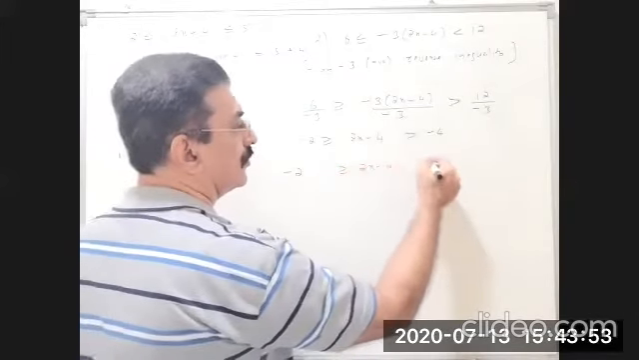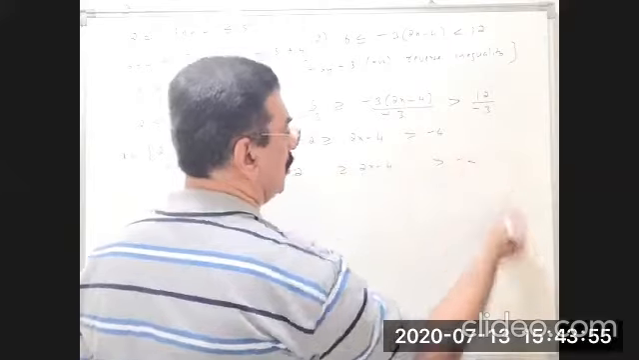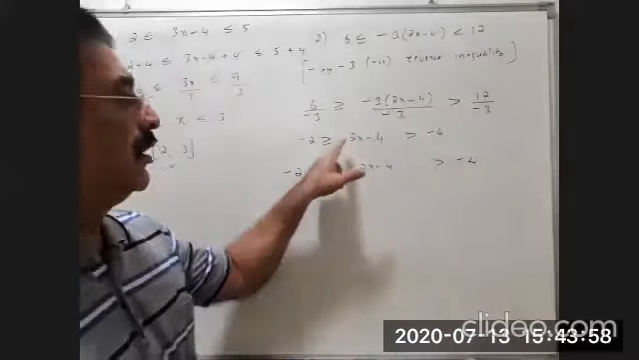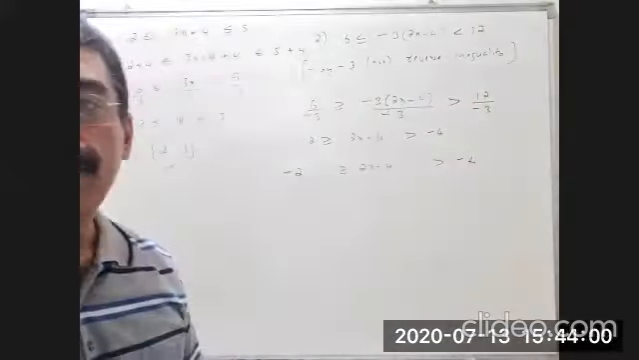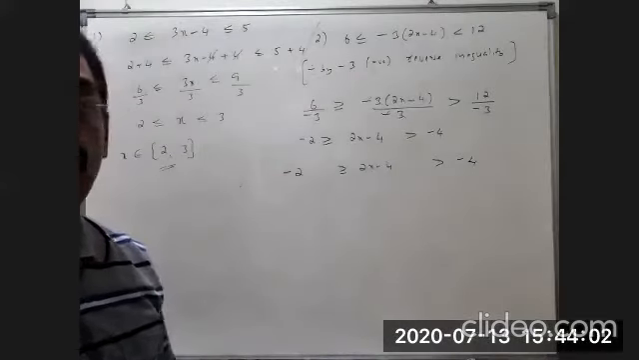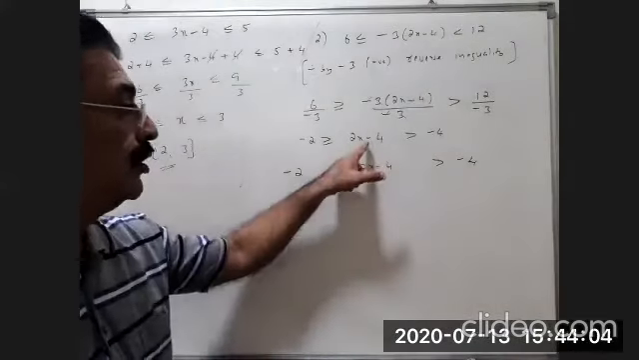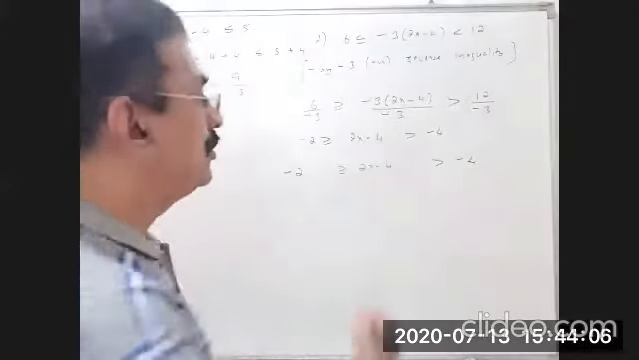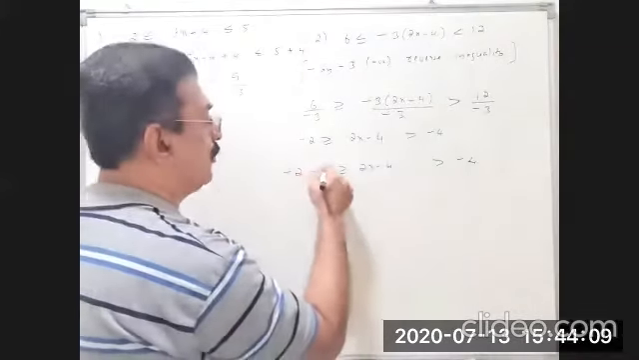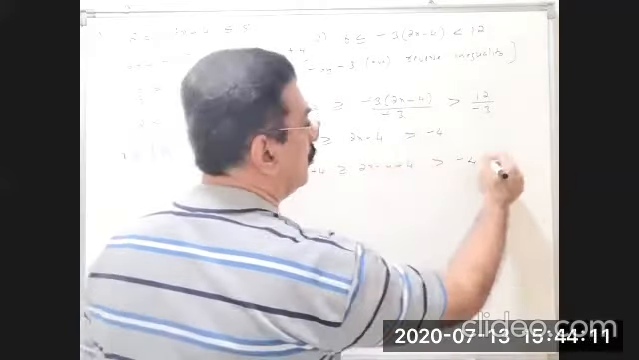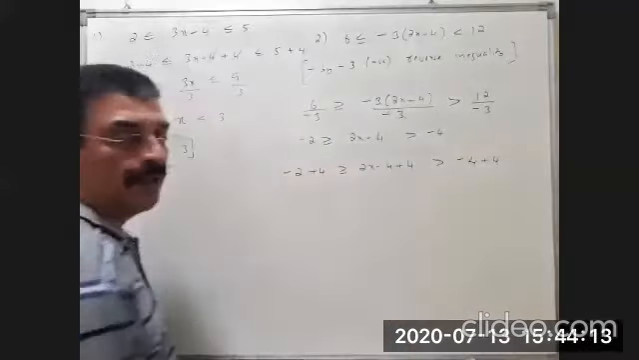Now what? Out of 2 and 4, which one do we have to remove first? Definitely 4. So to get rid of minus 4, what to do? Add plus 4. So plus 4, plus 4, plus 4. See, we added plus 4.